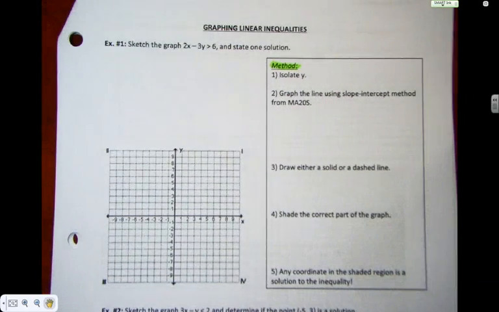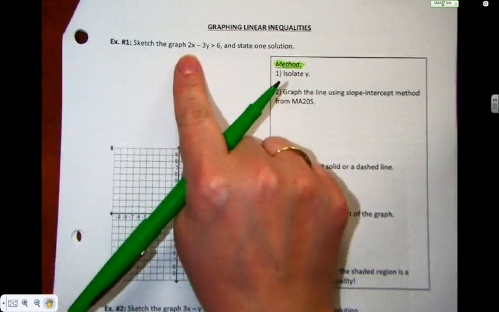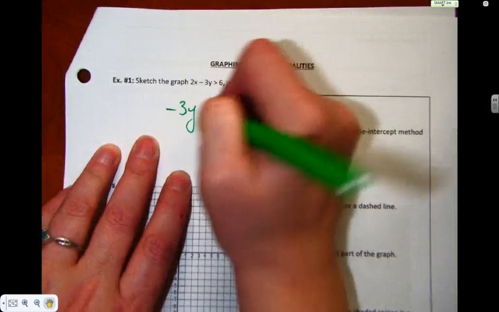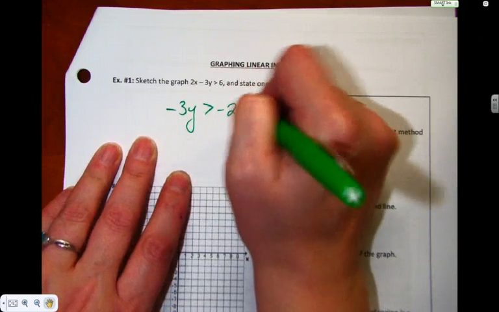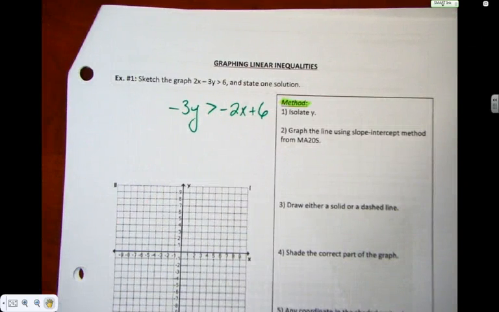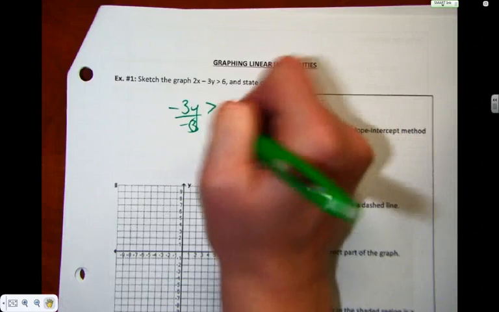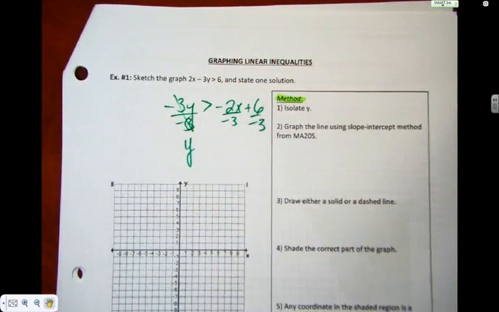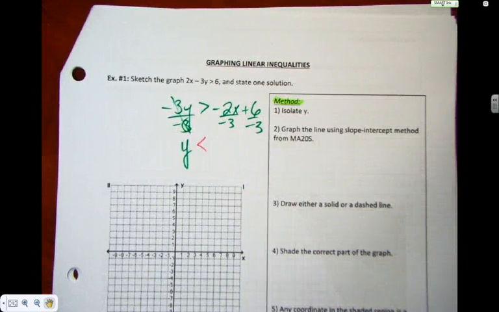So step number 1, isolate the y. How do I get rid of 2x? Minus 2x. Divide by negative 3, divide by negative 3, divide by negative 3. Oh, but wait. What's the little thing I told you about inequalities and negatives? There was some little thing there. Okay, so I'm just going to do that in red so that it sticks out.